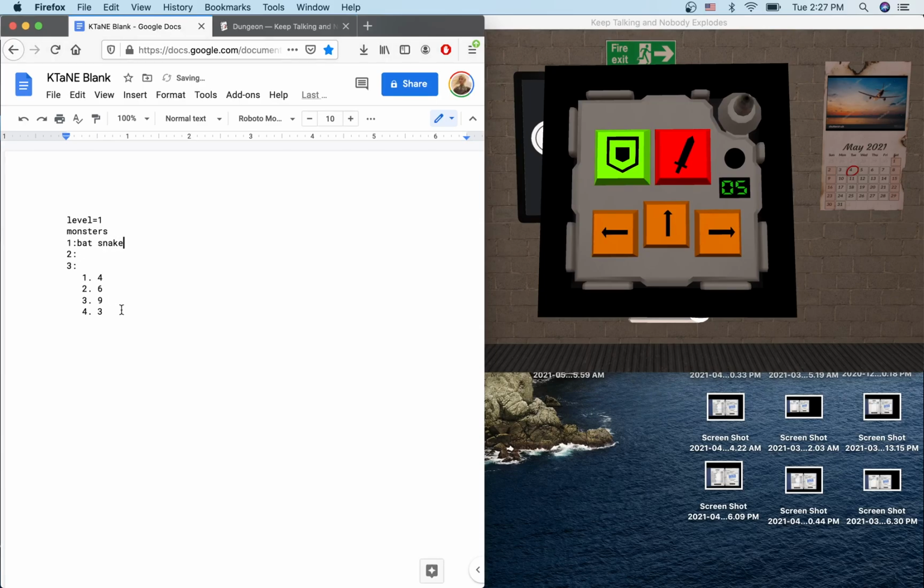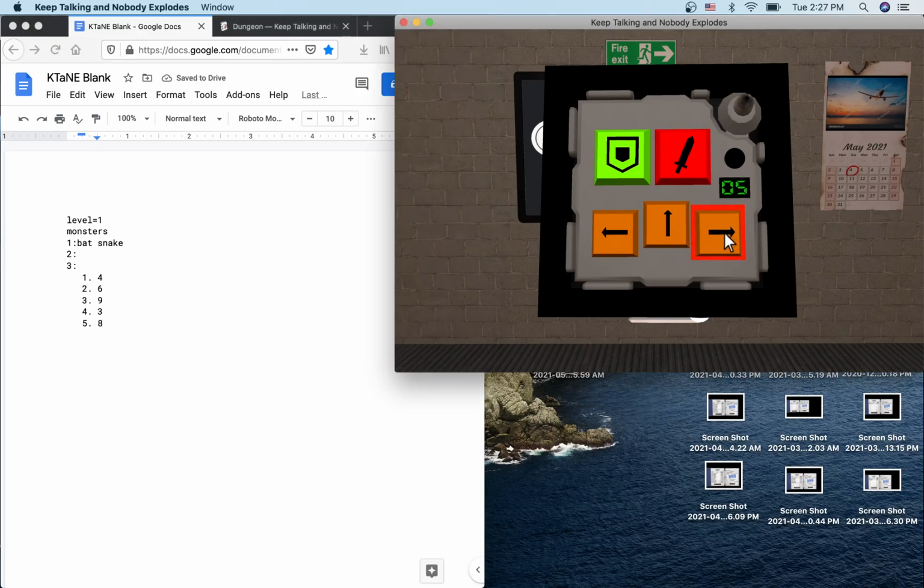For stage 5, once again we need a dice roll. Which is going to be our stage 5 plus 3. It's going to be an 8. We're going to move to the right because it's an 8.